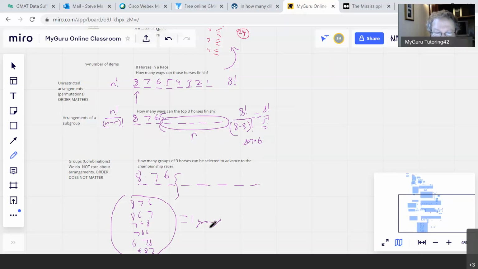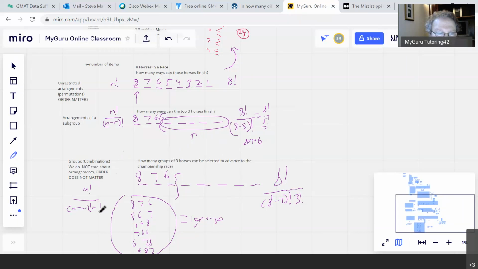So what you're going to do, sorry about that writing, it's a single group. We want to divide by the redundancy. So what's going to happen here is going to be 8 factorial. Everything else starts the same. 8 factorial over your 8 minus 3 factorial. But then we're going to divide by all the ways that we could have arranged that group size that we don't want to count. 3 factorial. All right. Order does not matter. So the formula here is going to be n factorial over n minus r factorial times r factorial.